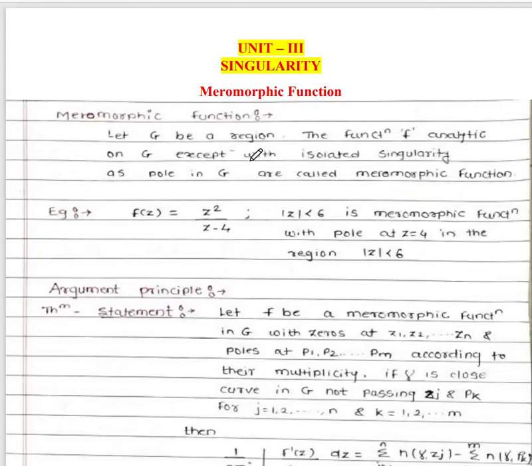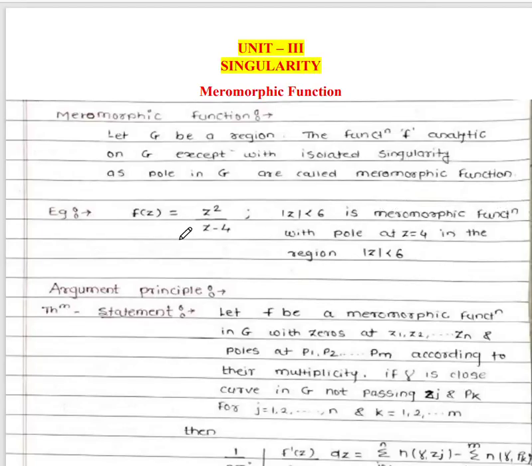Let us suppose that G is a region. The function f is analytic on the region G except for isolated singularities that are poles in G. Such a function is called a meromorphic function.